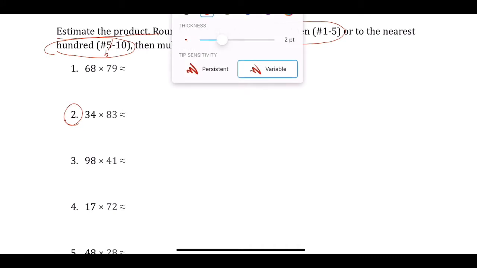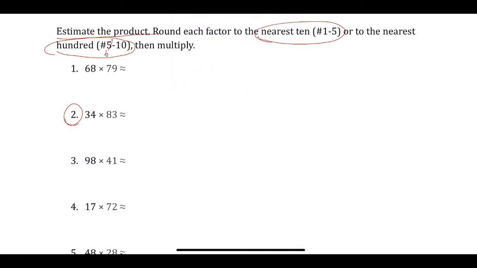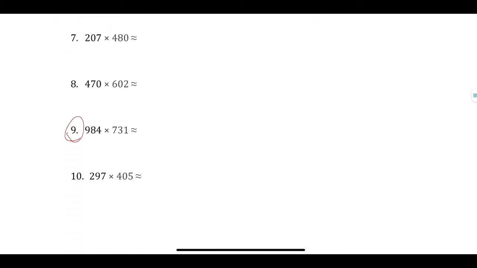So for number 2, it says 34 times 83 is approximately, and we have to first round to the nearest 10. So 34 rounded to the nearest 10 will be just 30, because the digit to the right, 4, is less than 5. And 83 will be rounded to 80, so that will be 30 times 80. From the previous lesson, 30 times 80 is easily 3 times 8, which is 24, and there are 2 zeros, so it'd be 2,400.